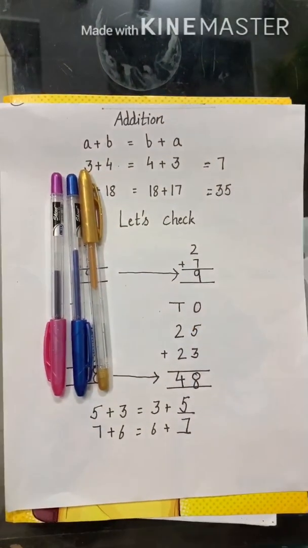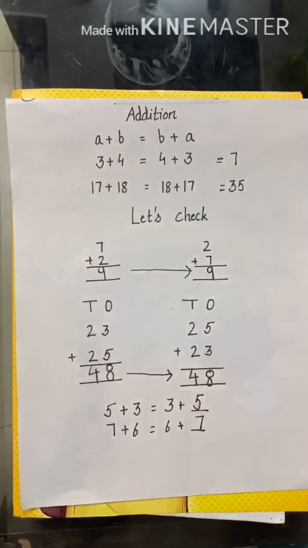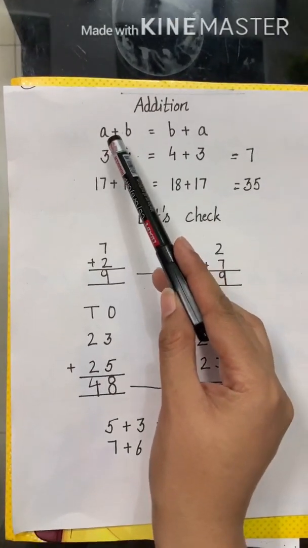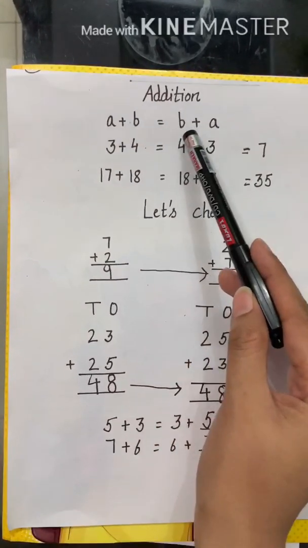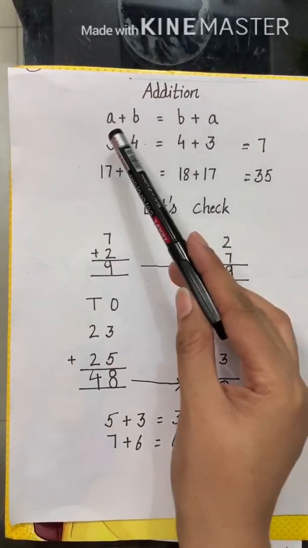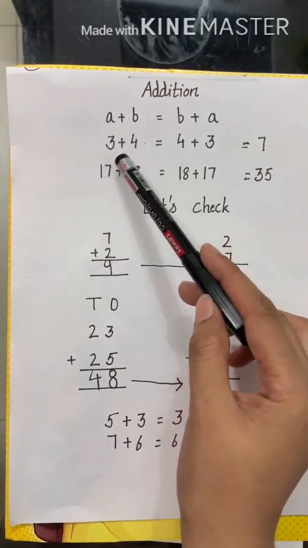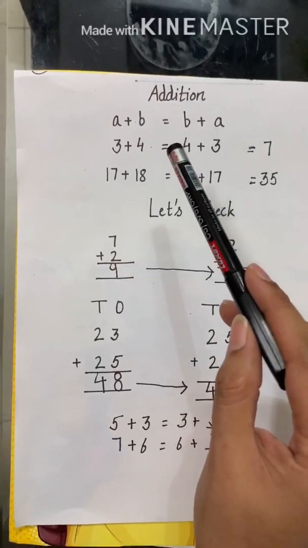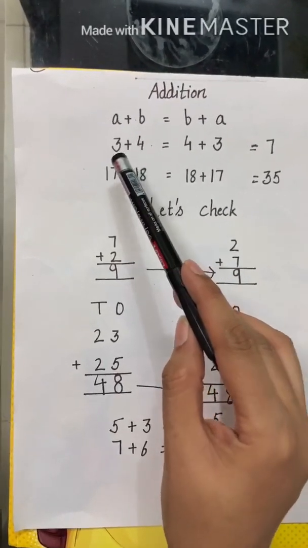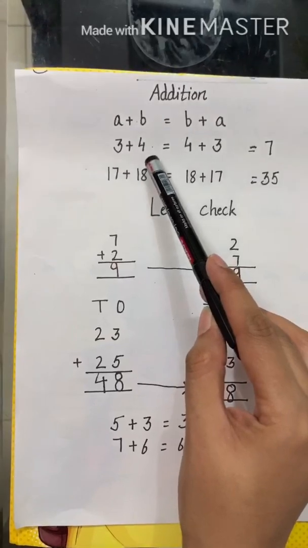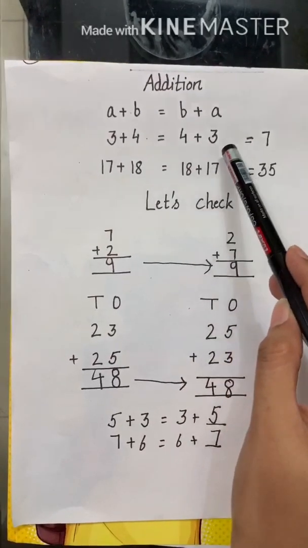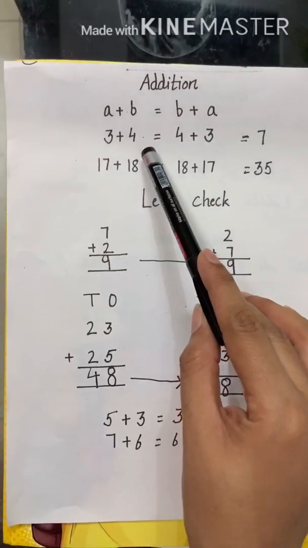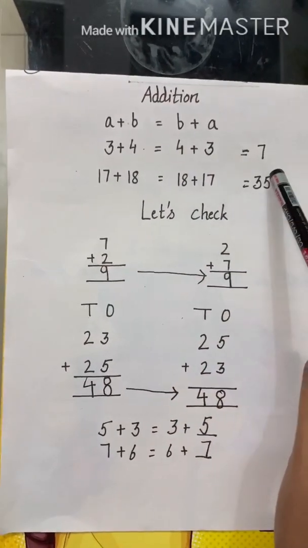Let's see. This is our today's topic. I have written at the top addition, and as you can see, I have written A plus B is equal to B plus A. That means there is no change due to the shifting of digits, right? Digits, how digits? The complete number. Here 3 is written first and then 4. But if I write 4 and then 3, there will not be any change in the answer. 3 plus 4 is 7. 4 plus 3 is also 7.